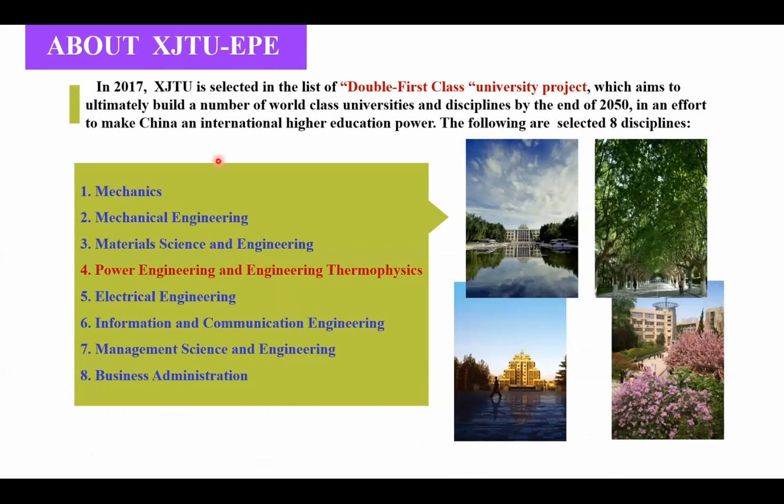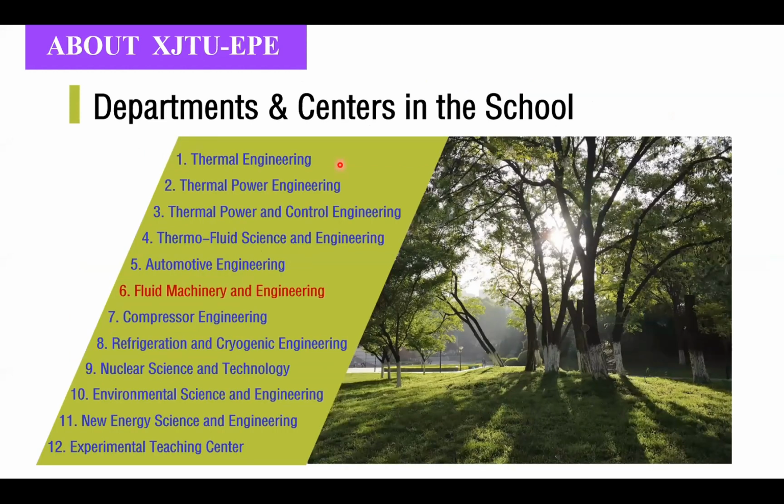In 2017, Xi'an University was selected in the list of the Double First-Class University project, which aims to ultimately build a number of world-class universities and disciplines by the end of 2050. In an effort to make China an international higher education power, the following are the selected 8 disciplines. As you can see, power engineering and engineering thermal physics, which belongs to our school, was listed in the list.